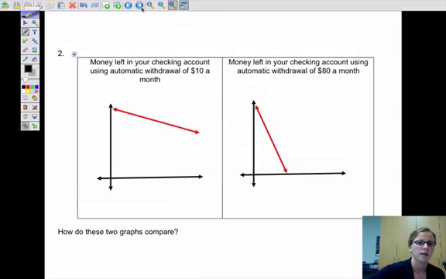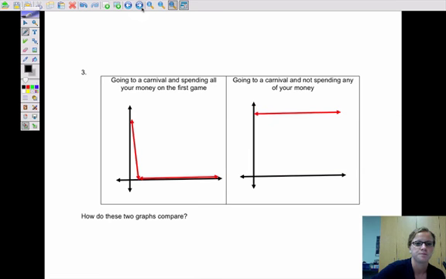Similarly, if we left money in your checking account and used $10 a month, that line is going to look different than if we were to withdraw $80 a month. So you can see again, pause the video and talk to your partner about the differences and similarities in these graphs. Again, you should have talked about the fact that $80 means you're losing money faster, you're spending your money faster.